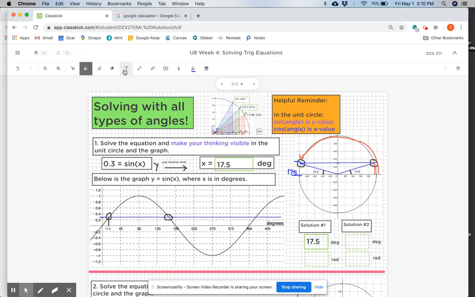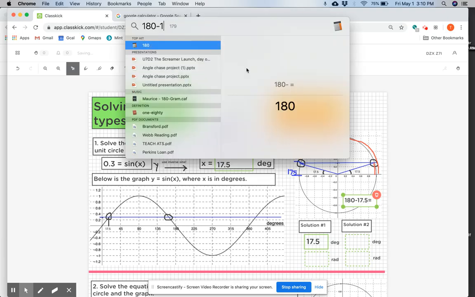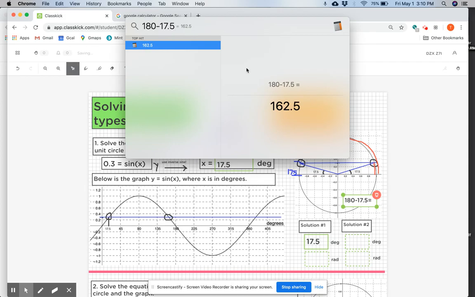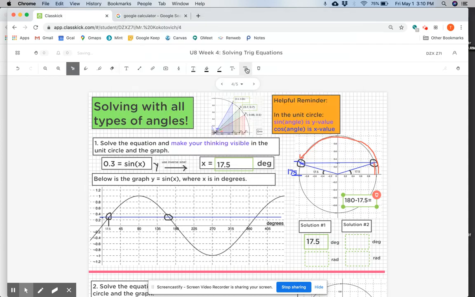So I'm going to put that down. I'm just going to put my work right here. It's not super neat, but I like to show it. 180 minus 17.5. And that's going to equal, I don't know what that equals. 180 minus 17.5 is 162.5. That will be my second solution, 162.5. Let's check to make sure it makes sense in my graph.